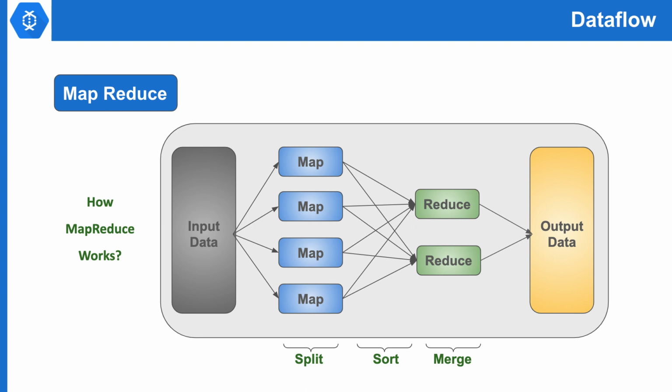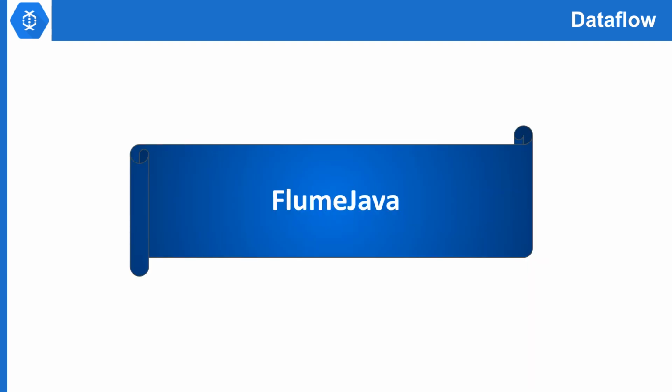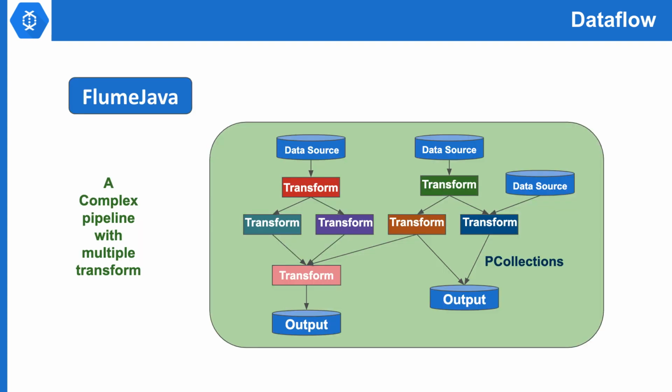But there was still a problem. Real complex problems require a pipeline of MapReduce programs, and managing such a series of pipelines was a really tedious task. Google presented a Java library named FlumeJava that makes it easy to develop, test, and run efficient data processing pipelines. FlumeJava is based on the abstraction of parallel collections of immutable data.